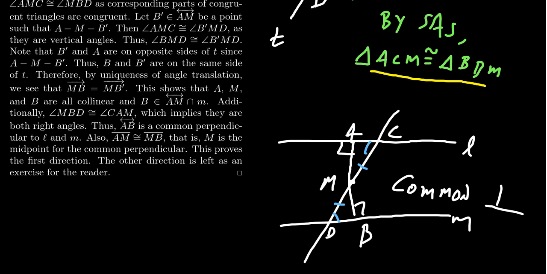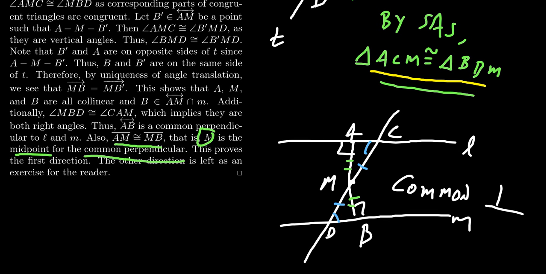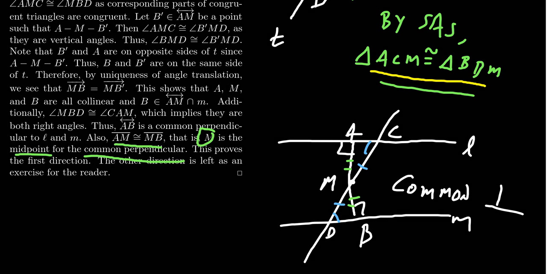Well, continuing on, since corresponding parts of congruent triangles are congruent, again, the triangles ACM and BDM are congruent to each other, the corresponding sides, AM and MB, are going to be congruent to each other as well. And so this tells us that M is the midpoint, not just of the transversal, but it's the midpoint of this common perpendicular line that sits between them. And this then proves the first direction, that if two lines are cut by a transversal with congruent alternate interior angles, then that transversal will bisect a common perpendicular. And that perpendicular will go through the midpoint of the transversal there as well. That gives us the first direction.